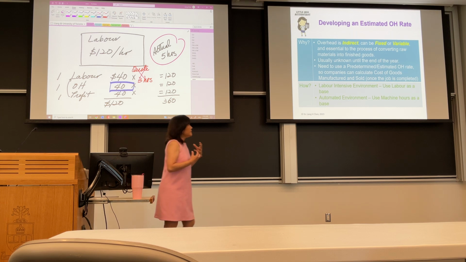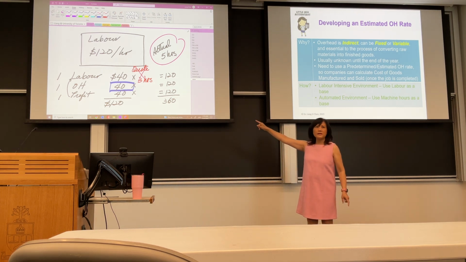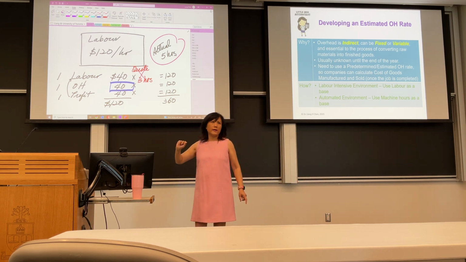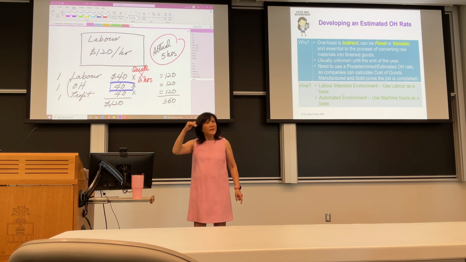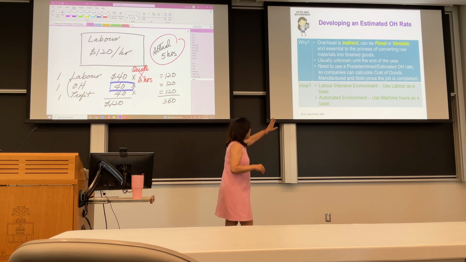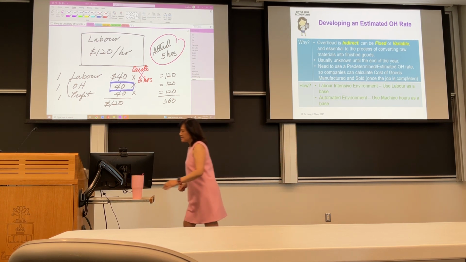In the labor-intensive environment, usually we use the labor as the base. Based on labor, 1 hour labor, 1 hour overhead. 2 hours labor, 2 hours overhead. Okay, based on the labor. You can also use the labor hour or labor cost. If it's an automated environment, like lots of machines, you can use the machine hours and machine cost. Based on that. Depends. Okay.